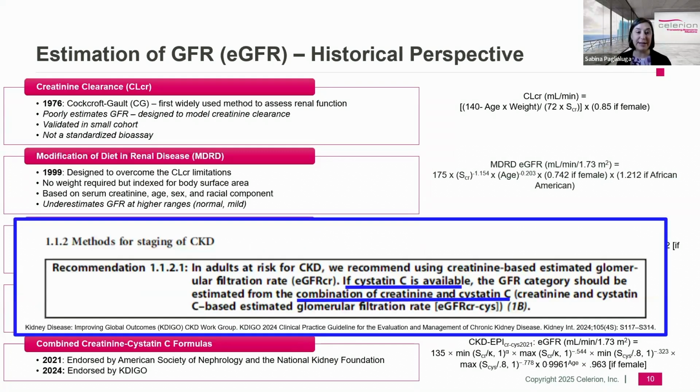And this is just a snippet from the KDIGO guidance, really pointing out that they say that if cystatin C is available, it should be combined with creatinine to estimate GFR. Now, there are many other formulas and equations available. However, the ones that we just covered here are the most widely applied in clinical trials.